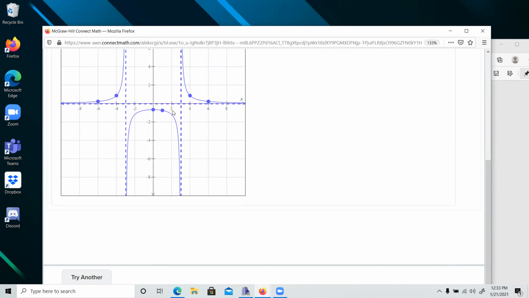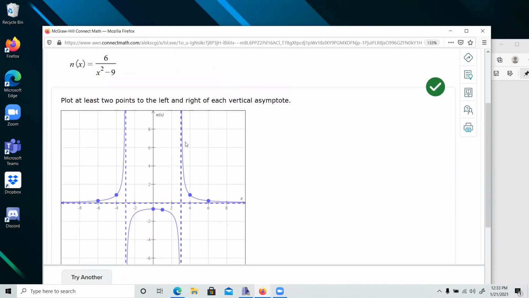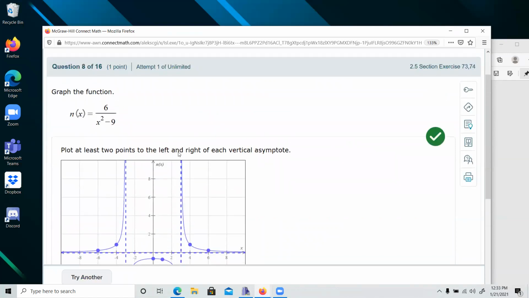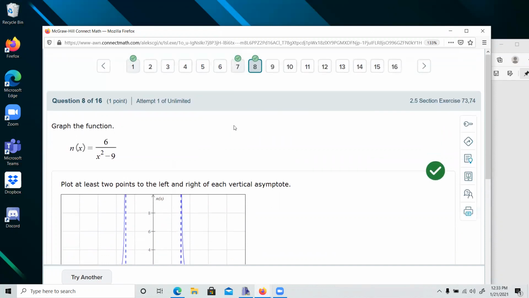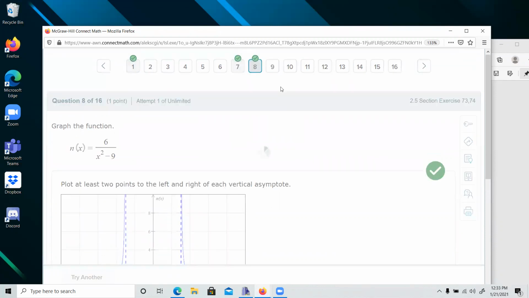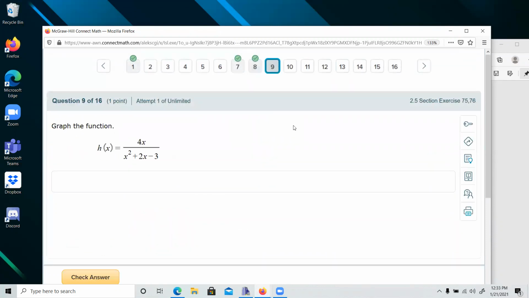But the other thing is that later on when you get to calculus and you have to draw something, you're not going to have a nice tool like this. You're just going to have to draw it. So it's good to get the practice to do that too. All right. So let's see. What do we have here?